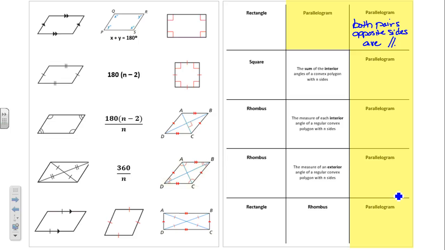Now, geometric hieroglyphics number 2. What do these symbols mean? Both pairs of opposite sides are equal or congruent. And you make your notes say what they need to say, right? Okay? Both pairs of opposite sides are congruent.